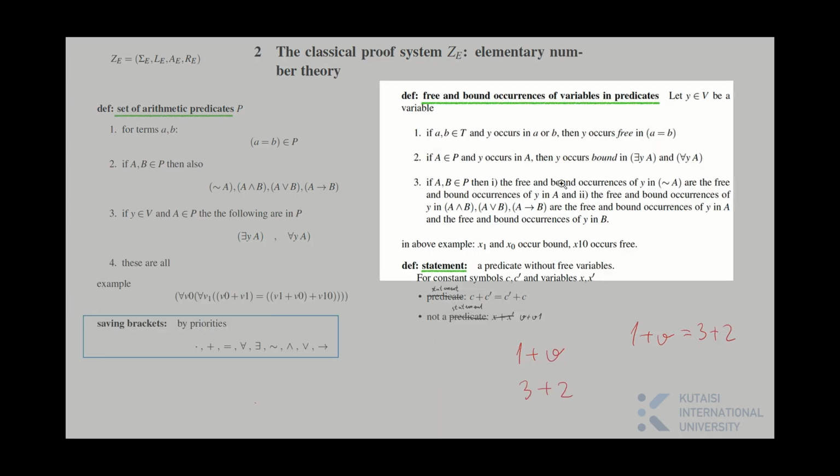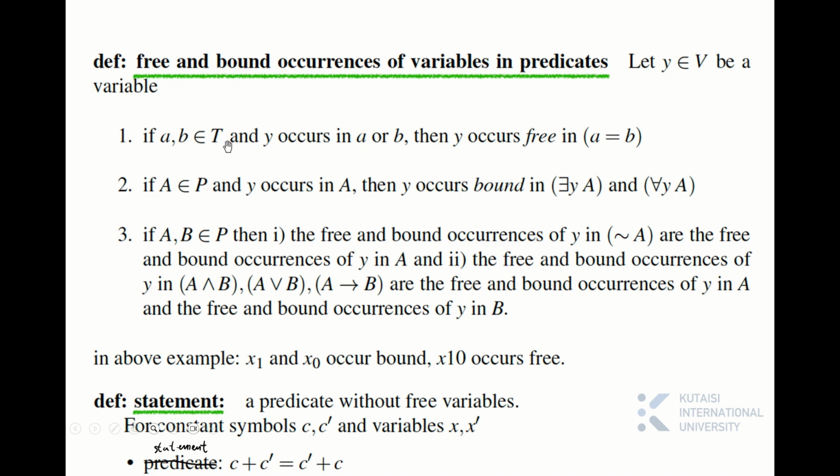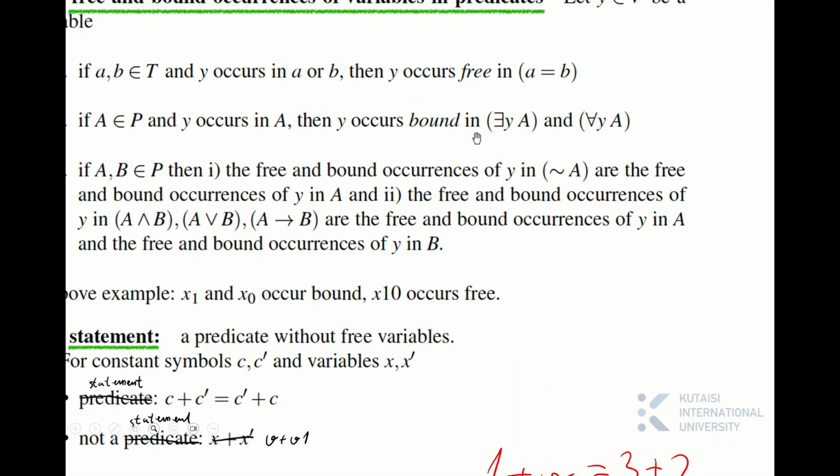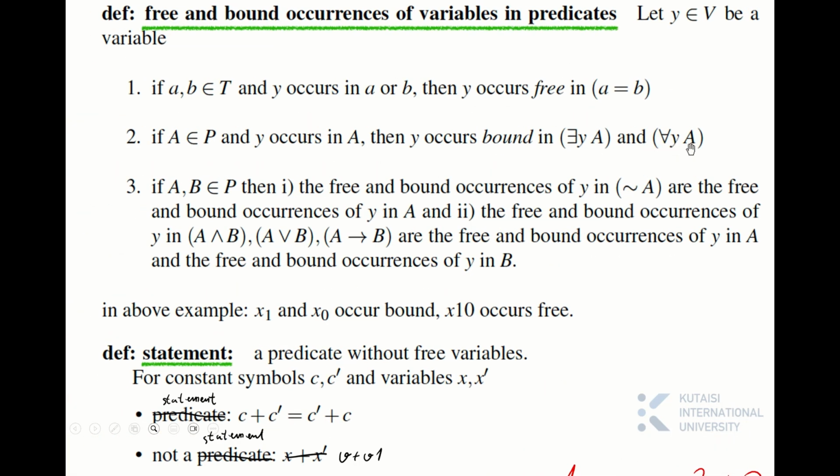Okay, let me just go through this and we're finished. So if a and b are terms and y occurs in a or b, then it occurs free this way. Then the most important one is that if you have a predicate and y occurs in a, then y occurs bound in there exists y a, and for any y a. This is what I described to you by bounding the variable by these quantifiers. And then the third rule is that if you have a predicate, then the free and bound occurrences of y do not change.